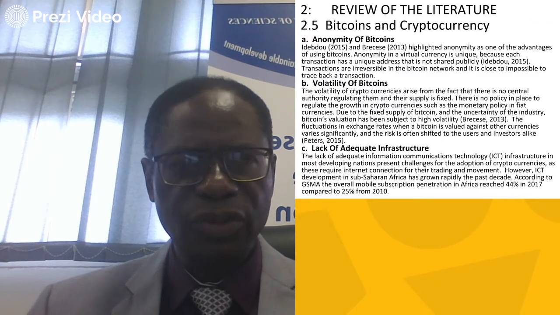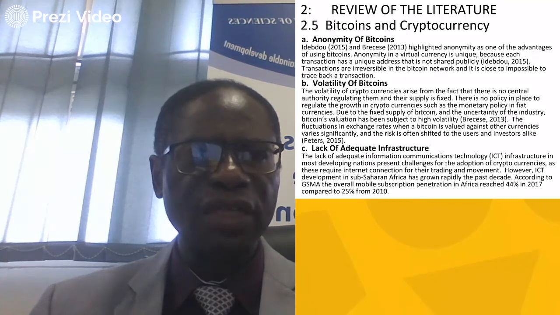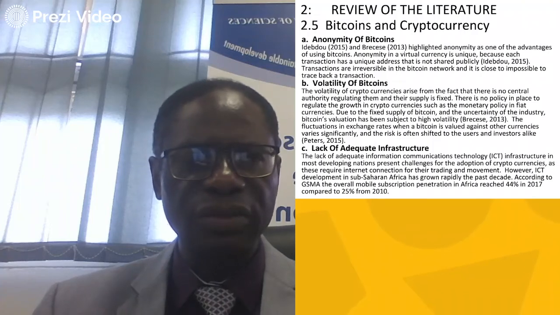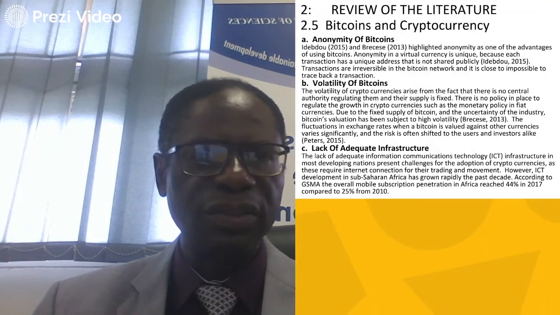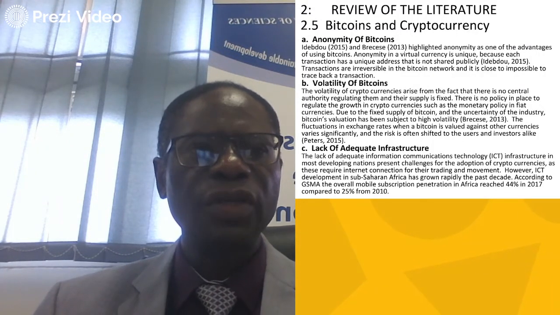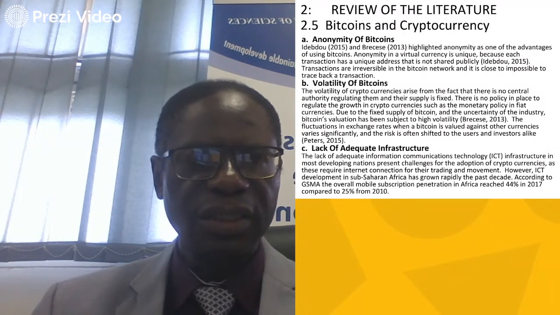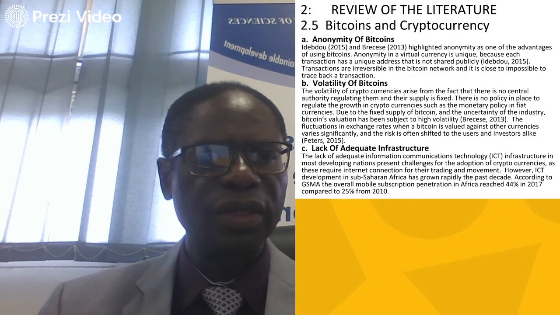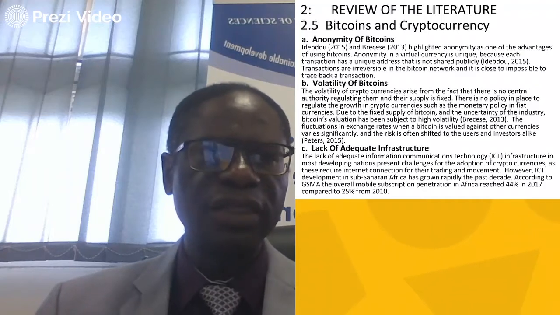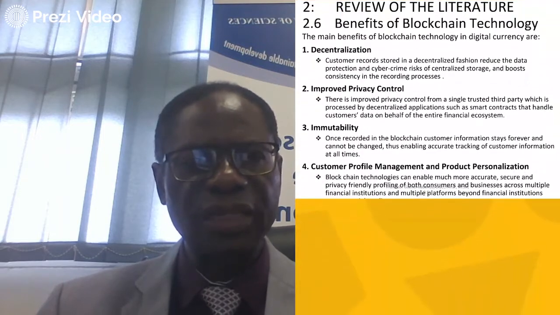There is a volatility of bitcoins also that is associated with this, where the cryptocurrencies arise from the fact that there is no central authority regulating them, and their supply is fixed. So there's no policy in place to regulate the growth of cryptocurrencies, such as the monetary policies we often deal with when looking at the traditional financial services sector. So due to the fixed supply of Bitcoin, the uncertainty is there. There's a lack of adequate infrastructure associated also with the use of ICTs in some countries, particularly in developing countries, but the Bitcoins are growing in use, and one has got to look at the risks associated with those.